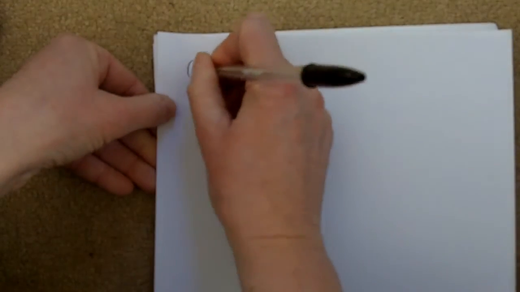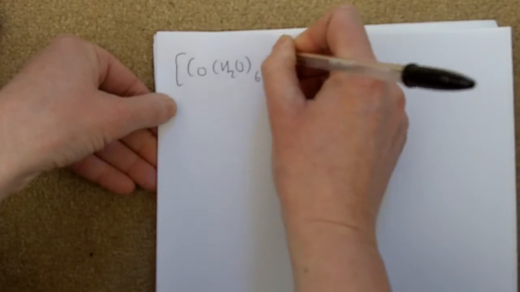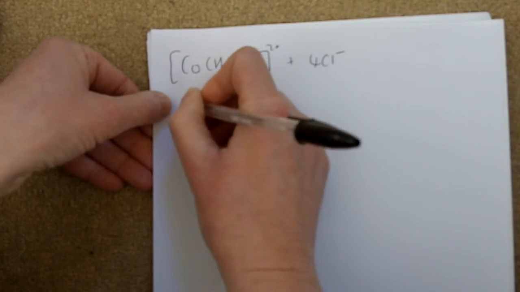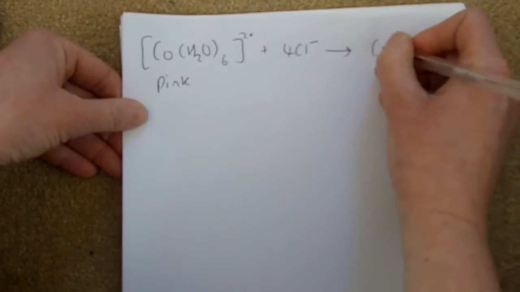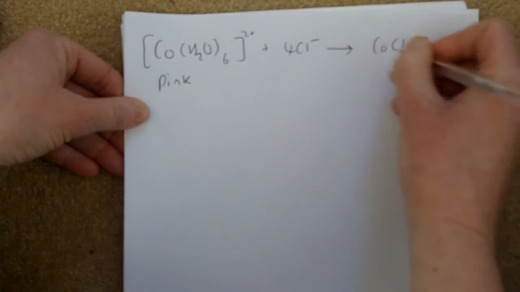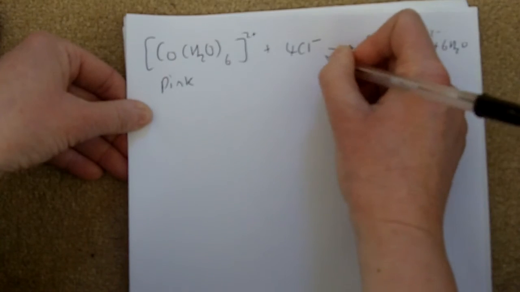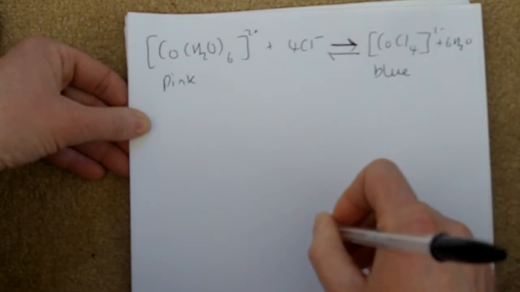Oh, not copper, we've done copper. Cobalt, the other common one is cobalt, and it's really similar. Cobalt 2 plus. If you add concentrated HCl, remember cobalt is pink colour, and then it forms CoCl4 2 minus plus 6 water. It's in equilibrium. That is a blue solution, okay?